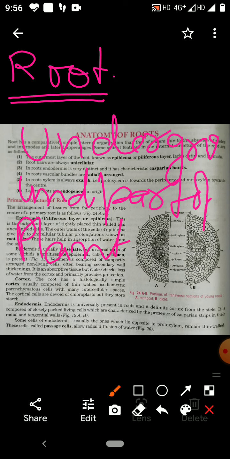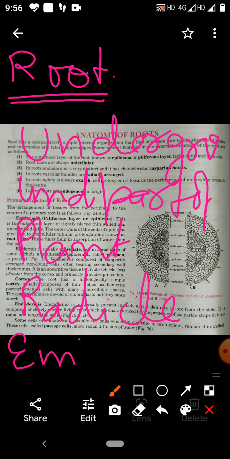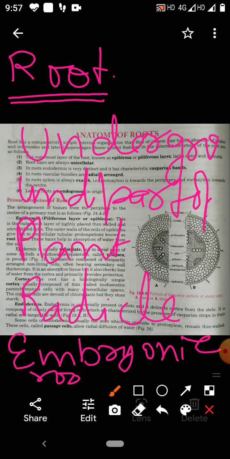Root develops from the radicle. Radicle is the embryonic root. Embryonic root is the radicle. So root develops from the radicle.